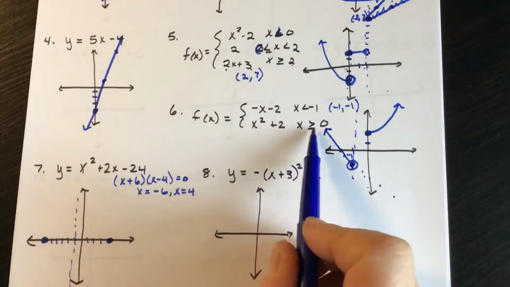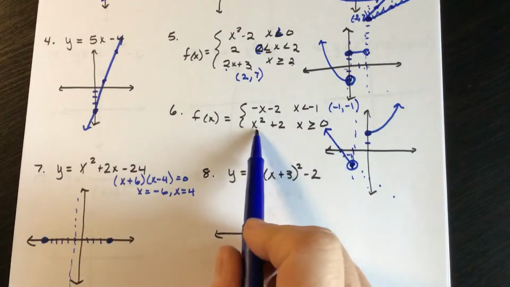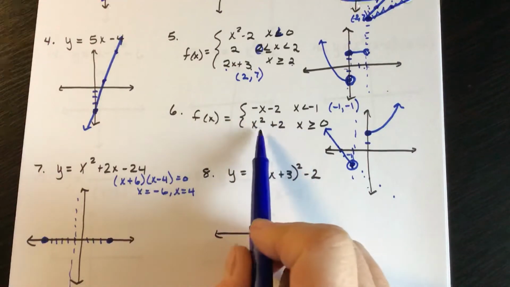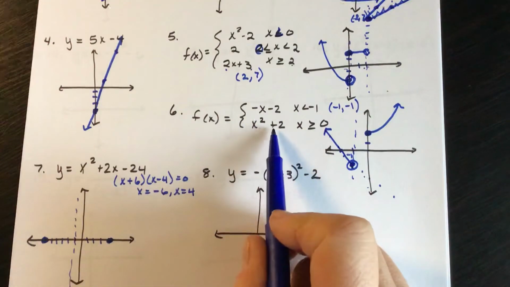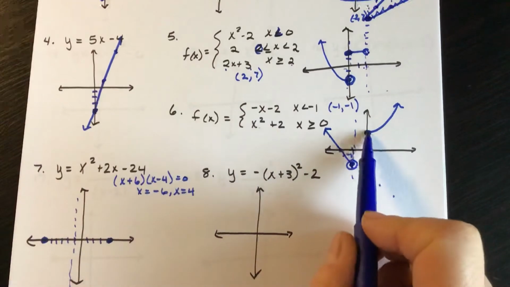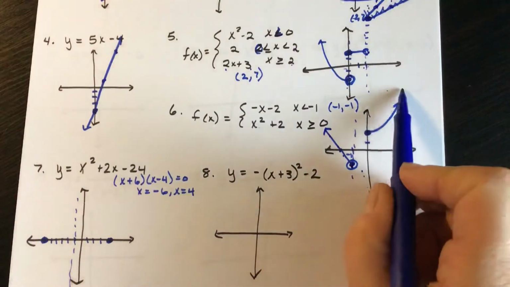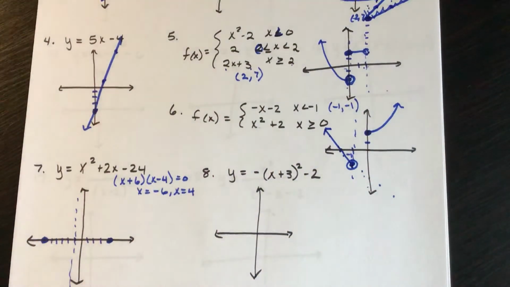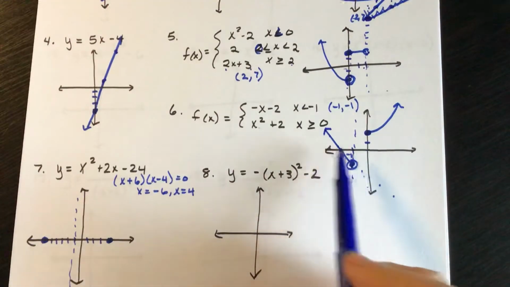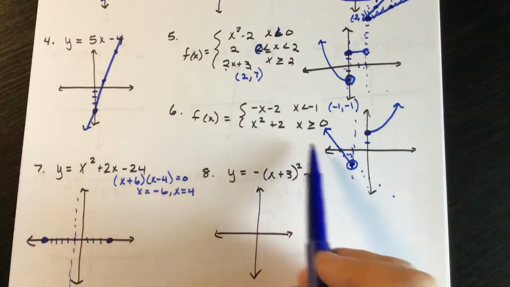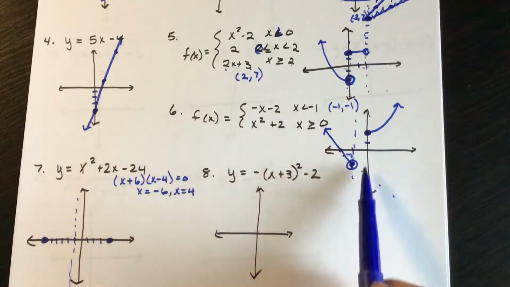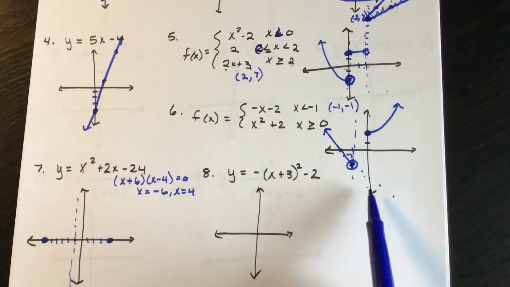Then I have values that are greater than 0. And again, this is a parabola. And instead of my vertex at the origin, I have my vertex at 2. And it's just this side of that parabola. And there aren't any values in between -1 and 0. So this is just an open spot here.